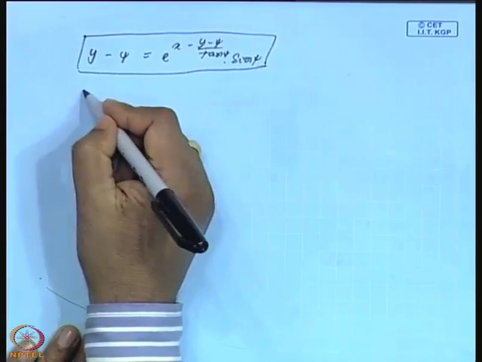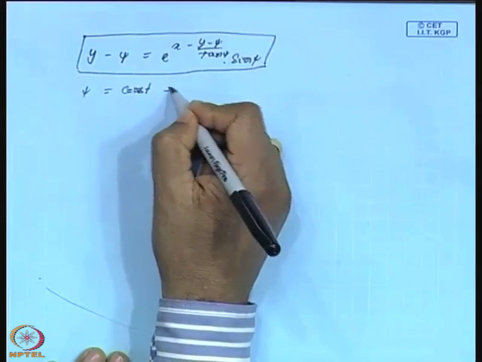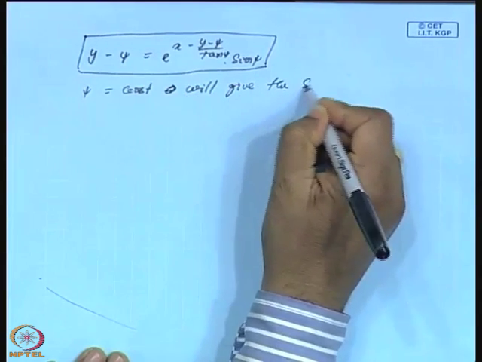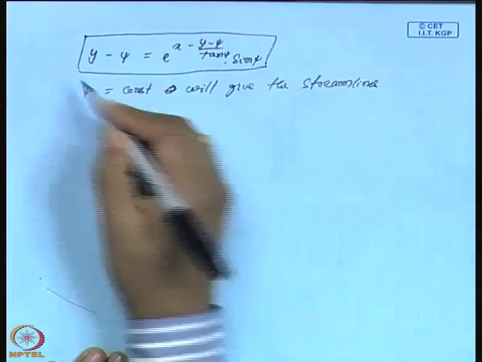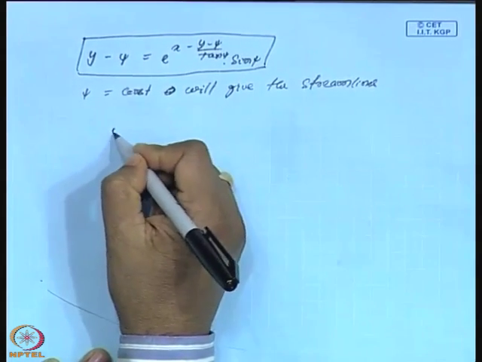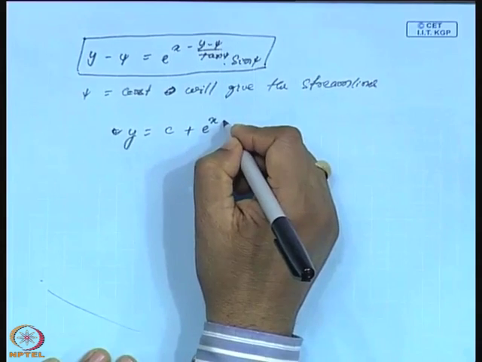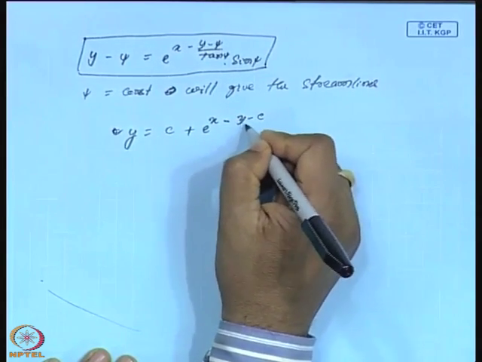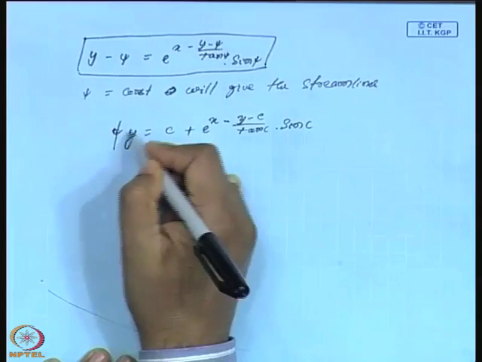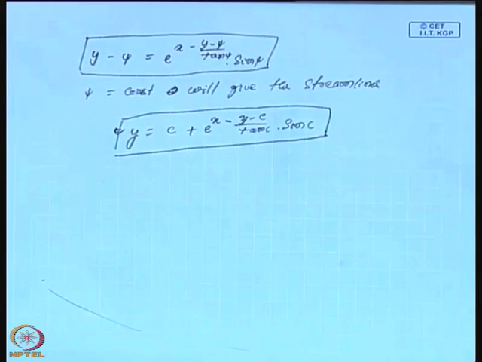Now, if I say psi is equal to constant, then I will get the streamlines. Psi equal to constant will give the streamlines. That means this equation, when psi is equal to constant, will give me the streamline. So I can always write y is equal to c plus e to the power x minus y minus c by tan c, into sin c. That is the equation of the streamline for each constant c. For each constant c, I will get a streamline.